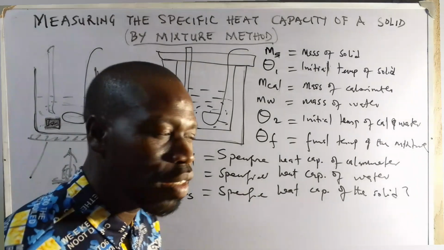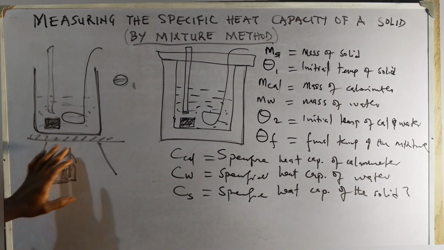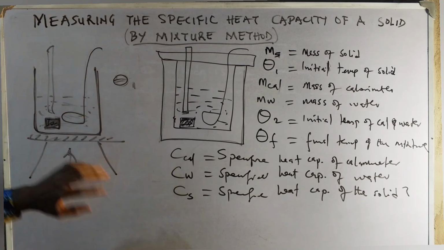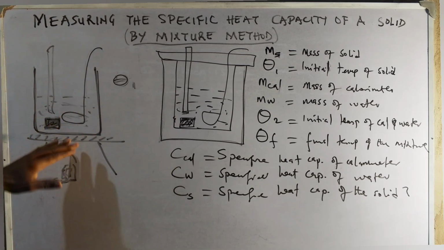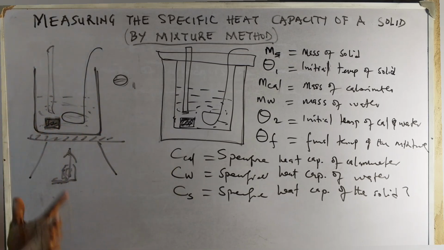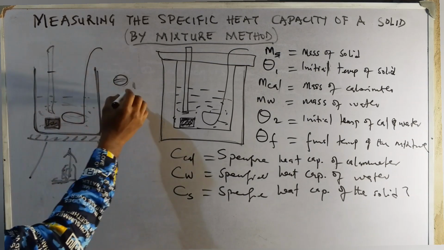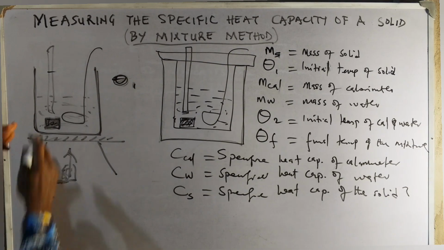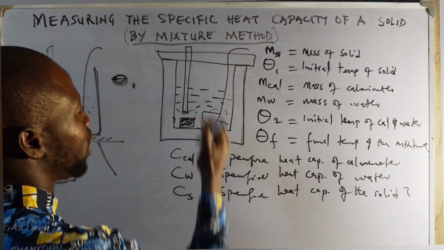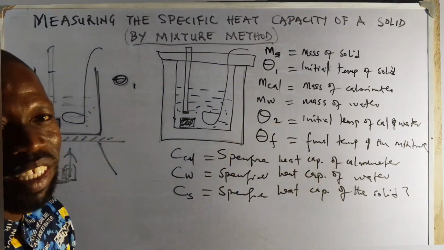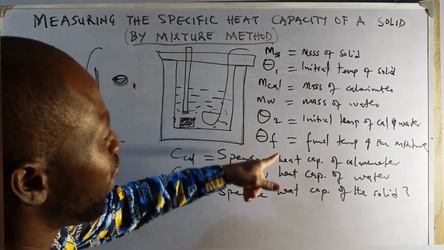To recap quickly, you have a setup of a beaker that is on a tripod stand with a Bunsen burner that supplies heat and a thermometer right here. Inside the water, you put this metallic solid, let's say copper, and heat it up. You measure your initial temperature, which is theta 1. Quickly transfer it into a large calorimeter with water and stir until you have a steady temperature.